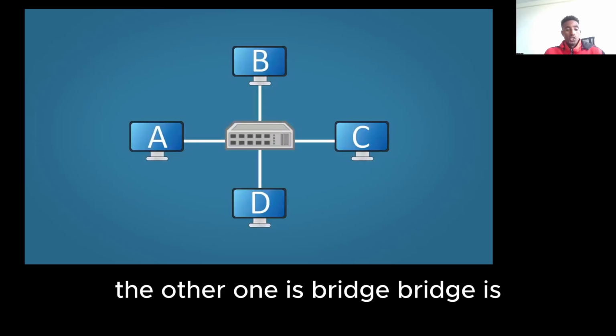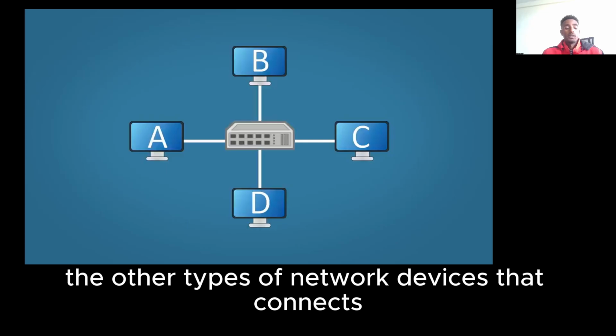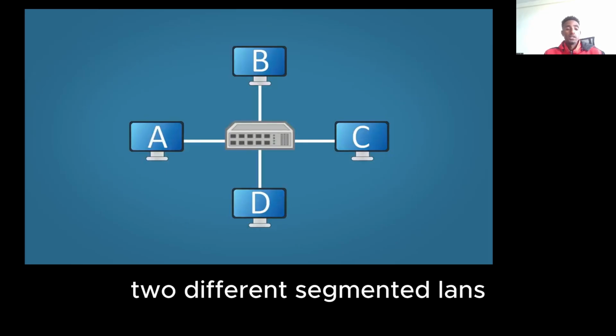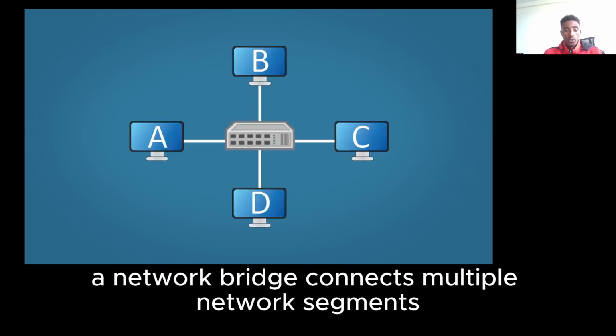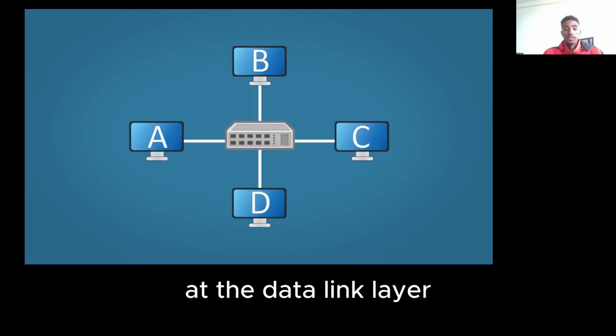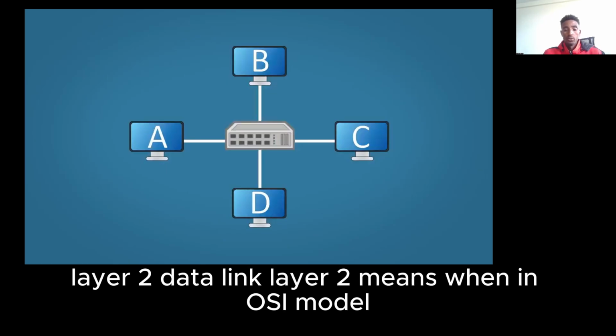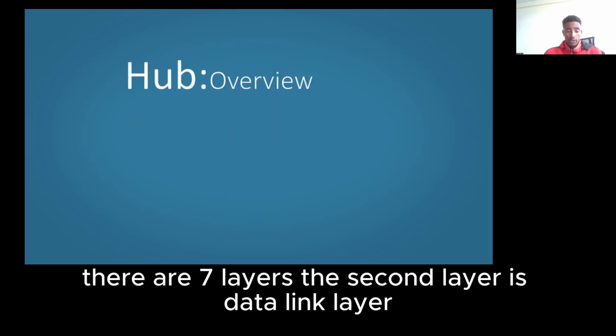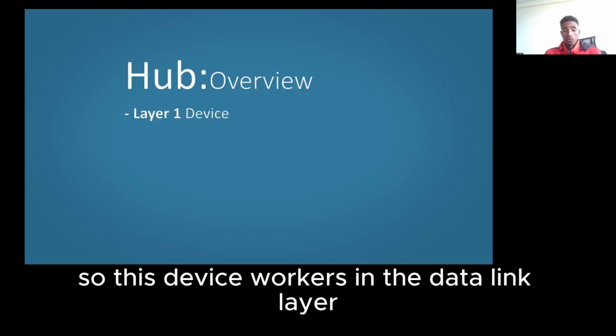The other one is bridge. Bridge is the other type of network device that connects two different segmented LANs. A network bridge connects multiple network segments at the data link layer, layer 2. Layer 2 means that in the OSI model there are several layers, and the second layer is the data link layer. So this device works in the data link layer.